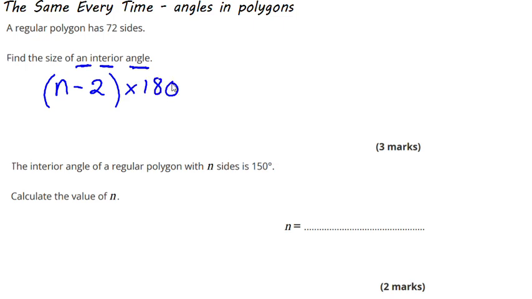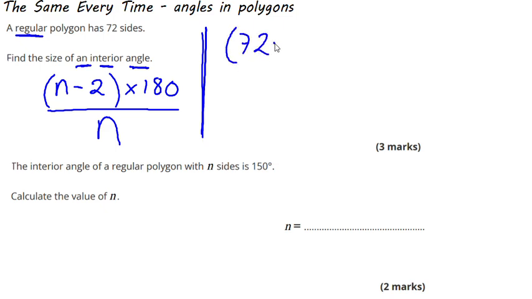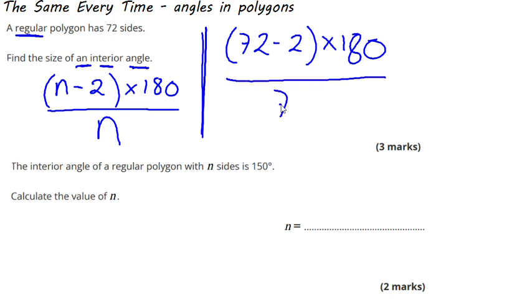And if we just want the size of 1, because they're telling us it's a regular polygon, if it's a regular polygon, all the sides are the same length, all the angles are the same size. So if they want the size of 1, then we just have to divide by the number of sides, which is the same as the number of angles. So number of sides is 72 minus 2 times 180. And we divide that by 72.